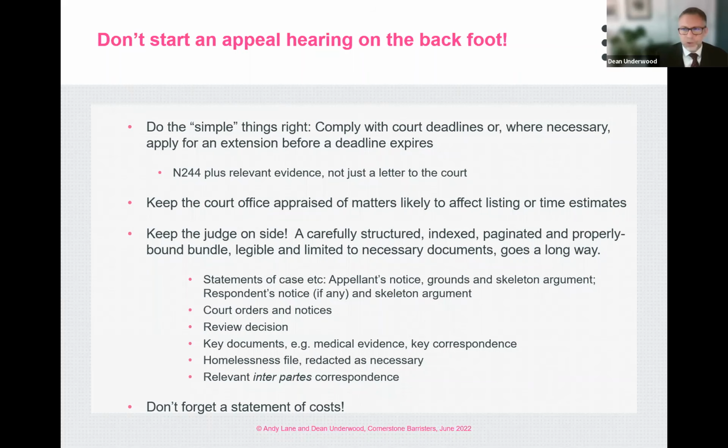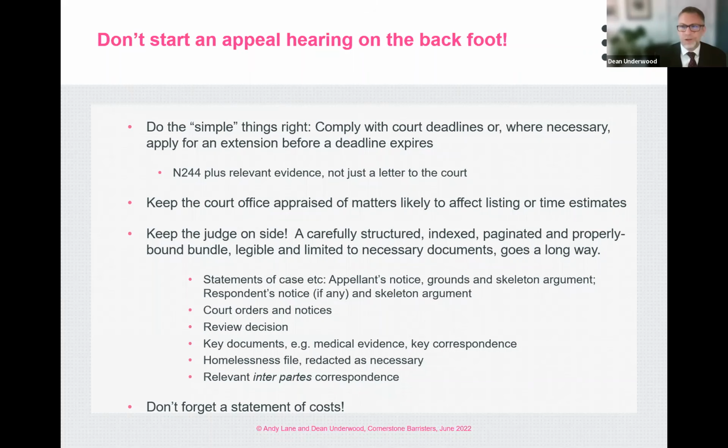And then perhaps most importantly, returning to the point at the very start, is keep the judge on side. One of the most important ways of doing that is to ensure that the papers with which they are provided are functional and well organized and enable the judge to move quickly from relevant document to relevant document. So a carefully structured, indexed, paginated, and dare I say properly bound bundle, which is legible and limited to only those documents that are truly necessary to dispose of the appeal, will go a long way.